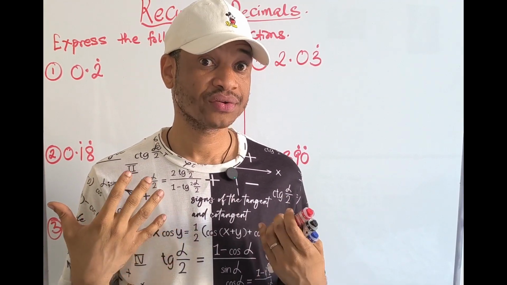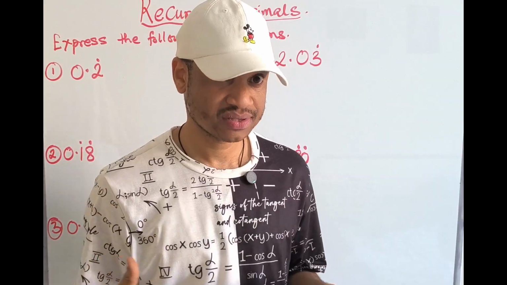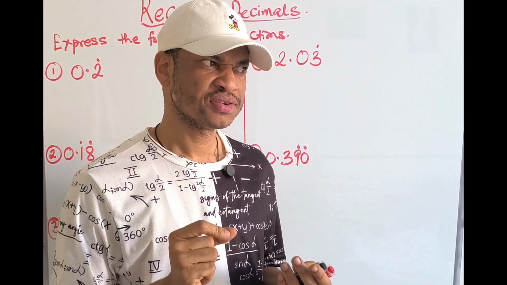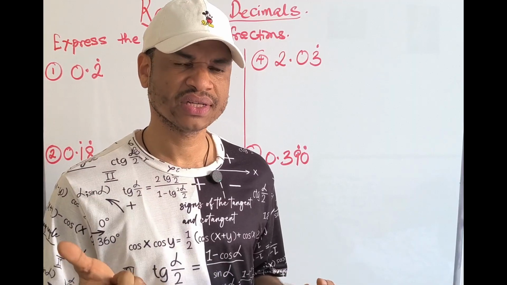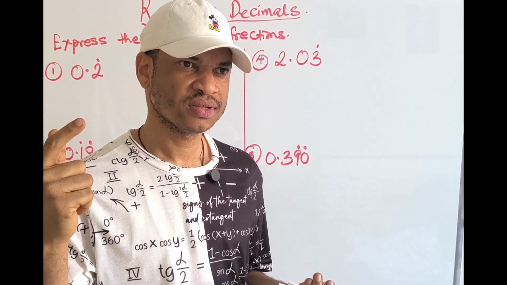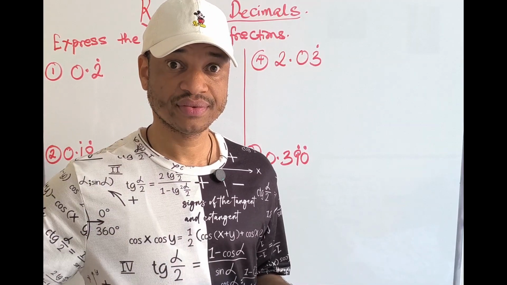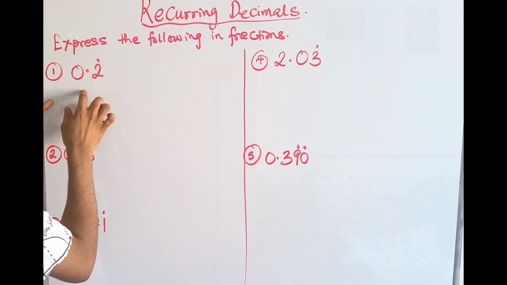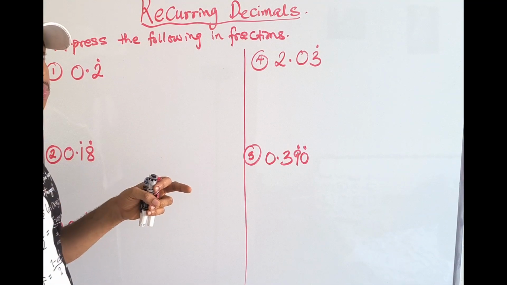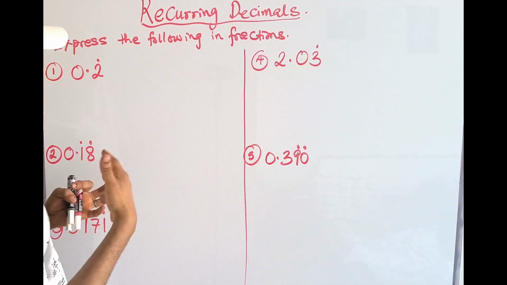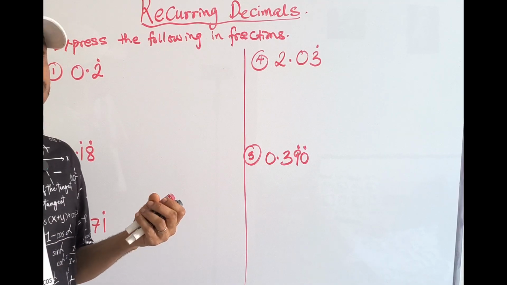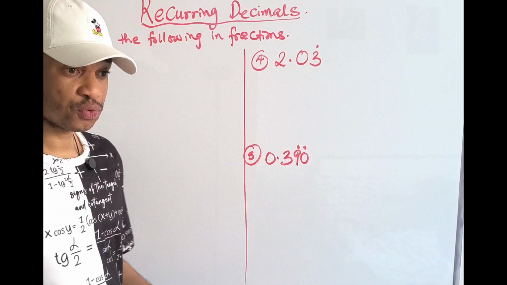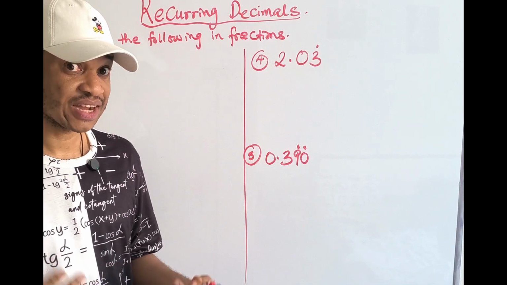So we're looking at recurring decimals. What is a recurring decimal? Imagine you press 1/3 in your calculator, you get 0.333333 like that. So it continues. Now imagine I have 0.22222222. How will I find the fraction that it came from? That's what we're going to learn. We have 5 questions on the board, and let's see how we can do it.